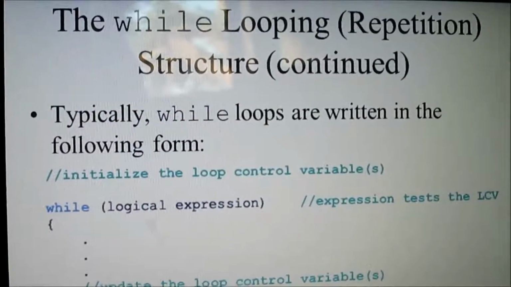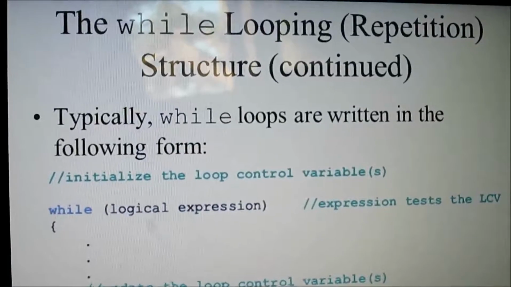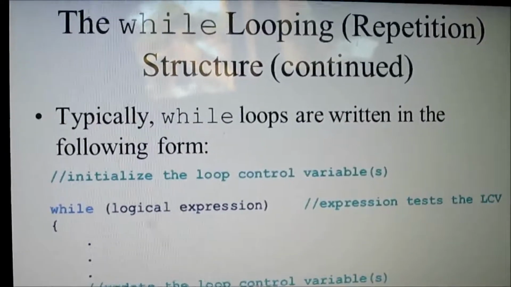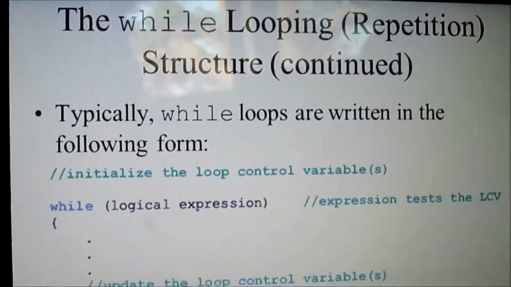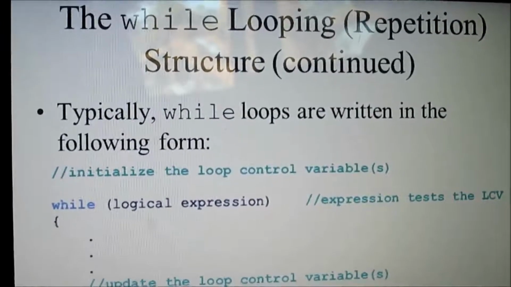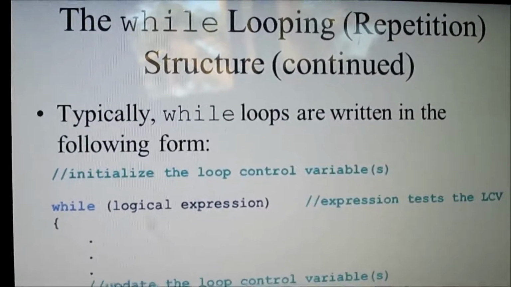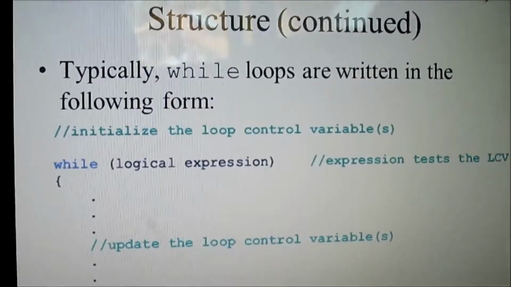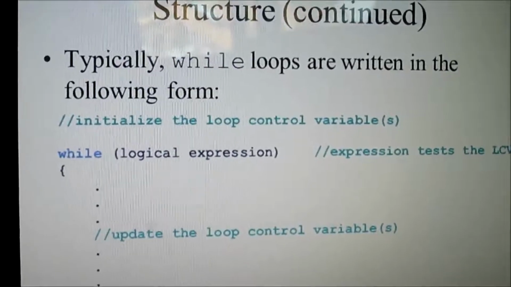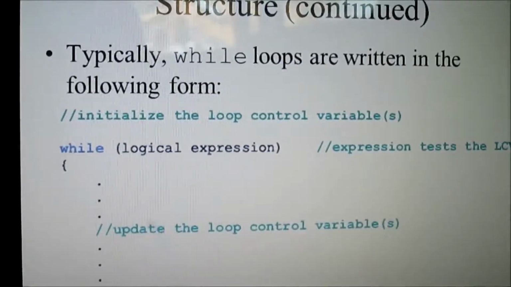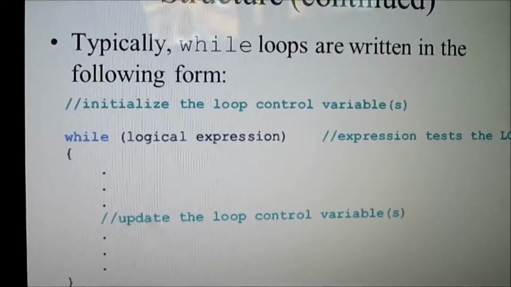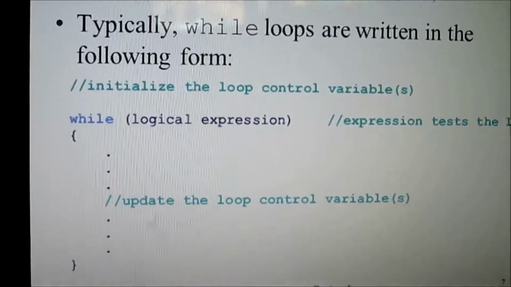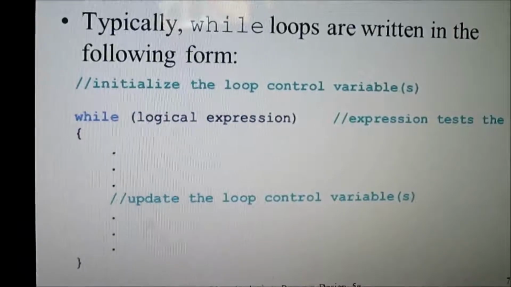The first thing that we will discuss, and the first thing that you will learn, is the while looping statement, or the while looping structure. Typically, while loops are written in the following form. First, we will put the initialization of the loop, followed by the statement while. Followed by the statement while, we will put our condition. Then at the end of the condition, we will put the statements, and after the statements, the incrementation.